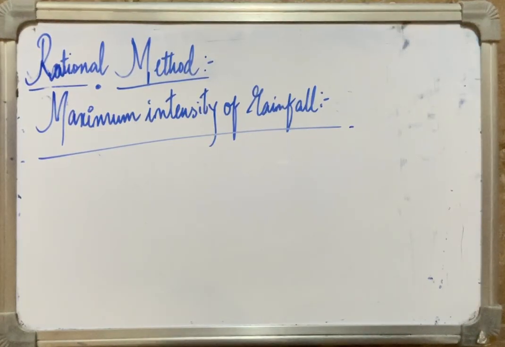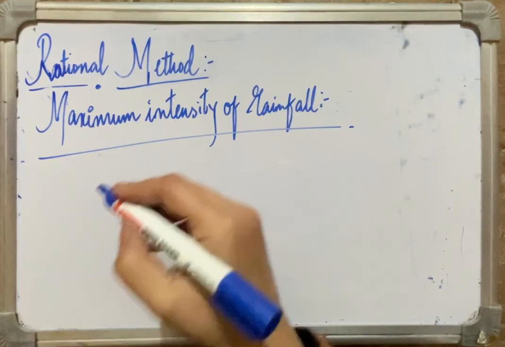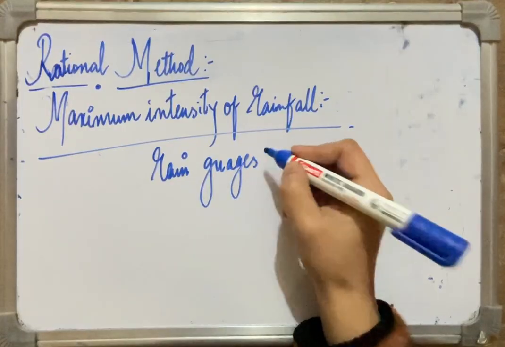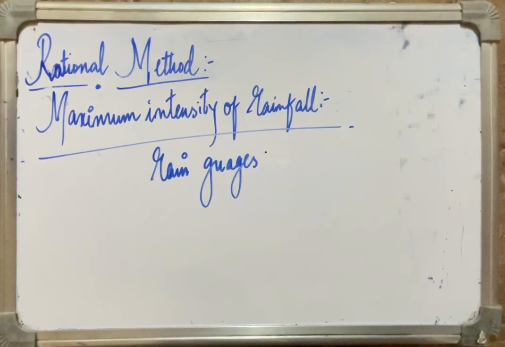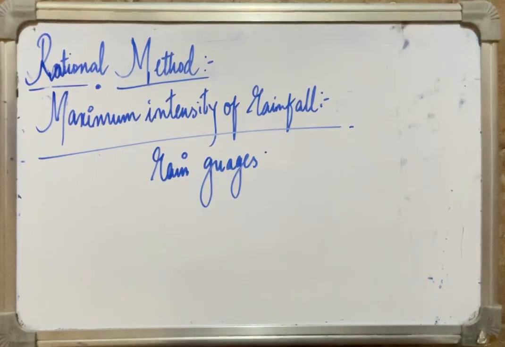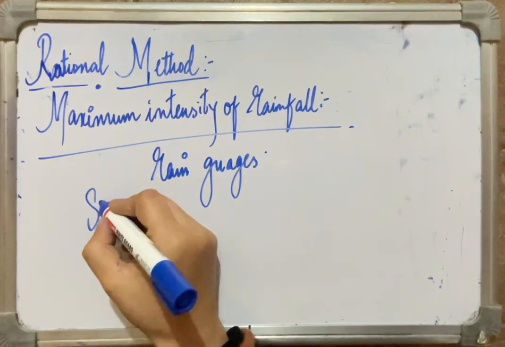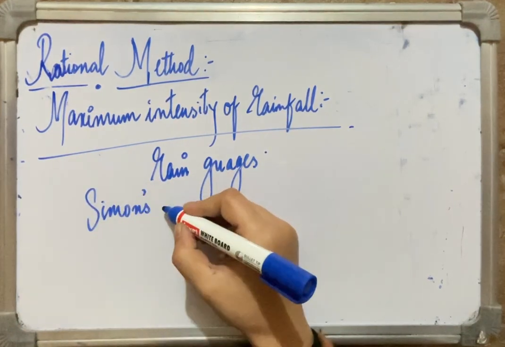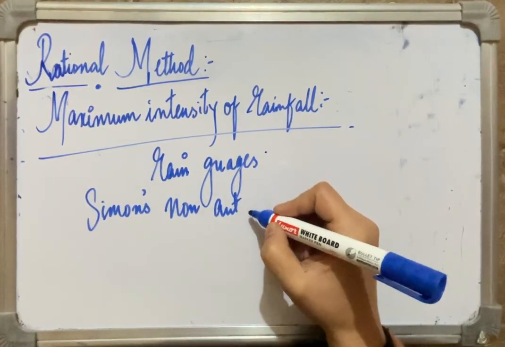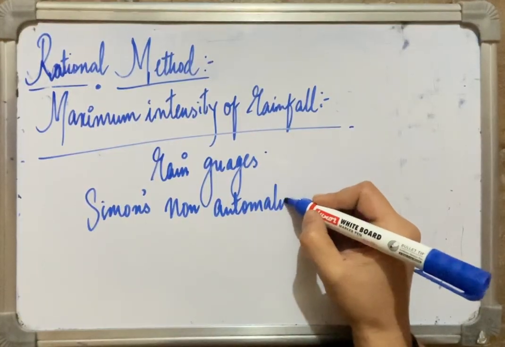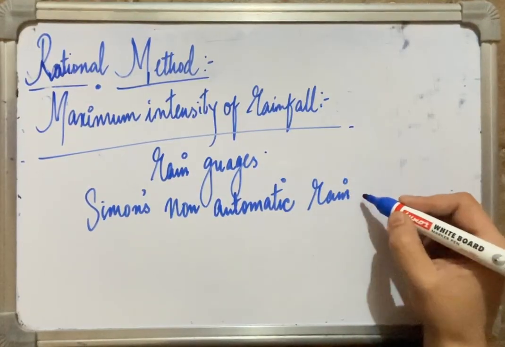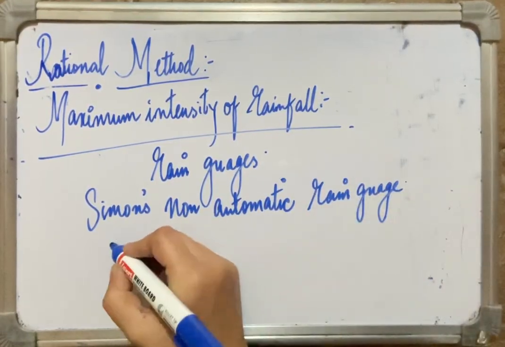The rainfall is measured by standard instruments which are known as rain gauges, and they may be automatic or non-automatic, but the Simon's non-automatic rain gauge is commonly used in India. You must be knowing this. Simon's non-automatic rain gauge is the one that we commonly use in our country.